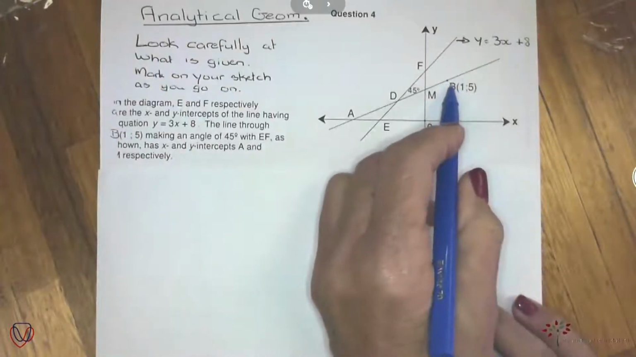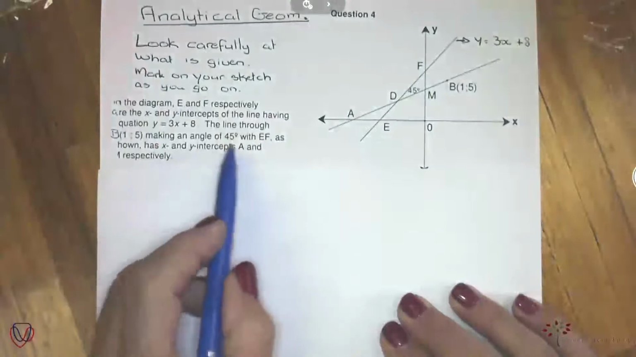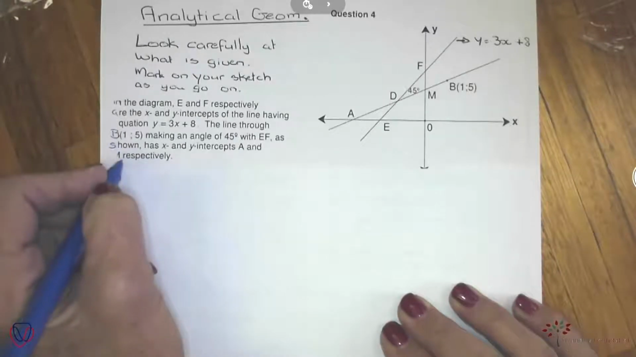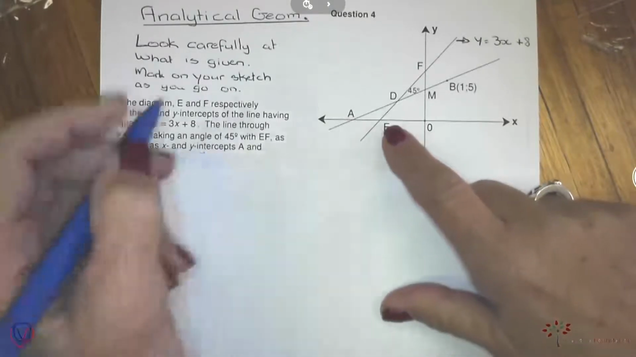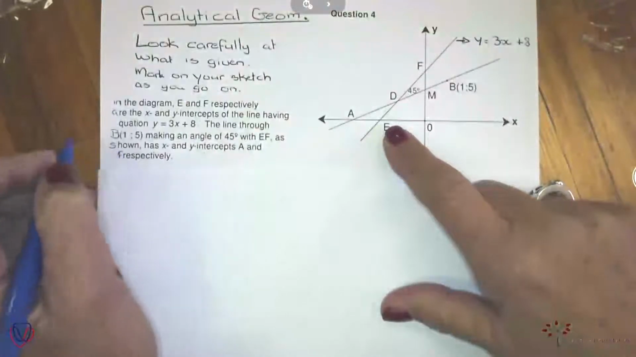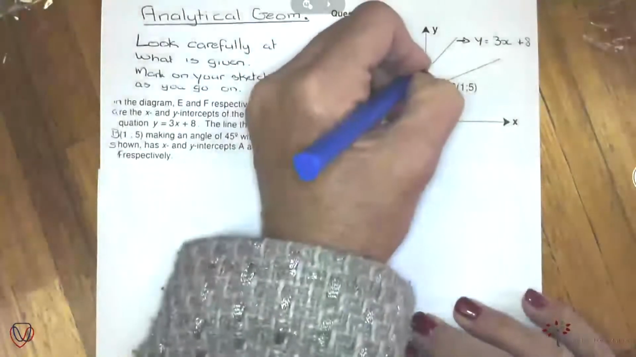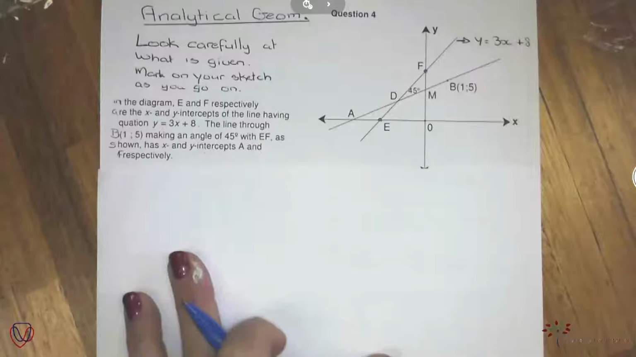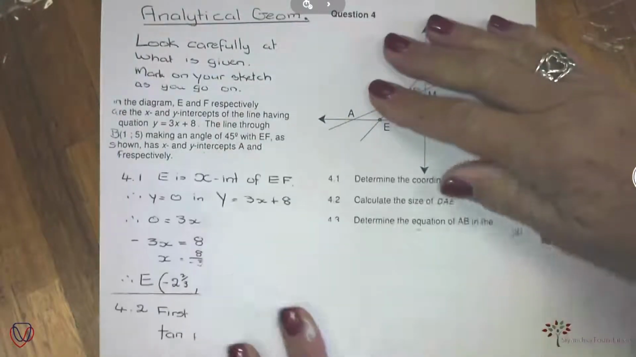Then, the line through D, B(1; 5), making an angle of 45 degrees with our EF line, as shown, has x and y intercepts A and E respectively. That's an x-intercept and that is a y-intercept. Did they give this to us just to give us a difficult sum without us using it? No, no, no. We're going to use all the knowledge from there when we answer our questions. So let's have a look.